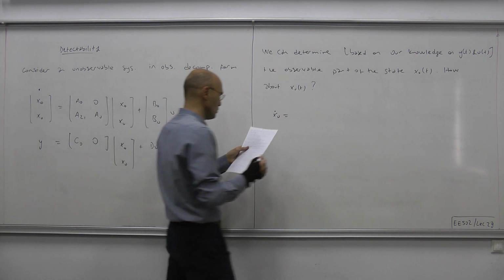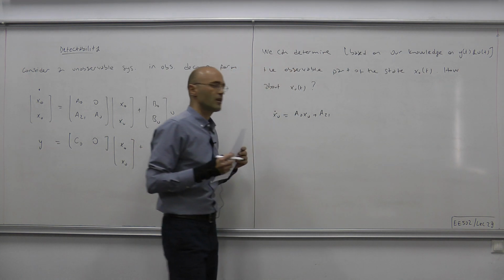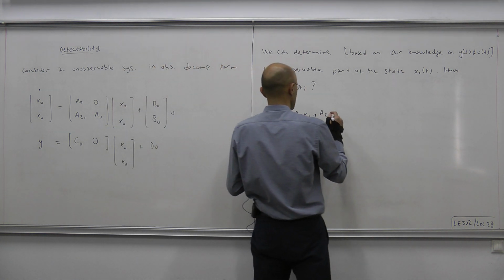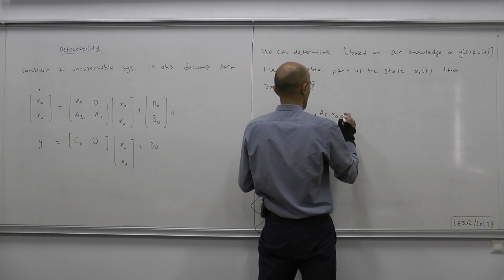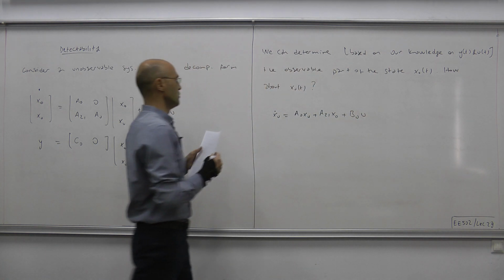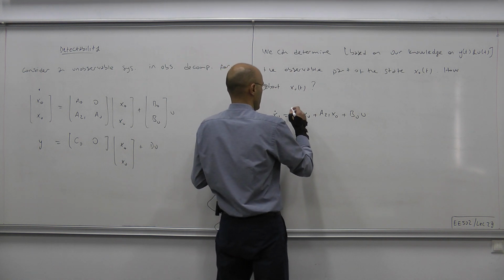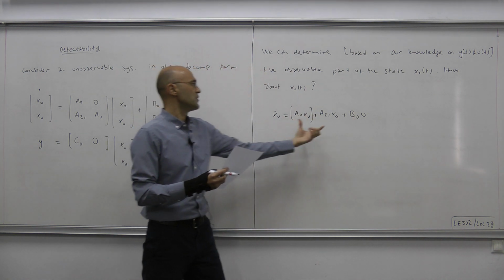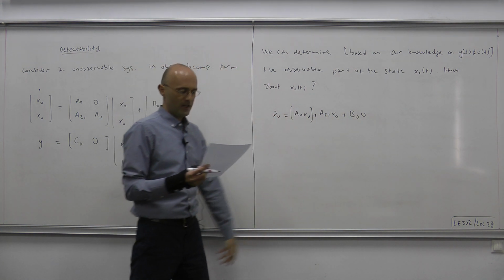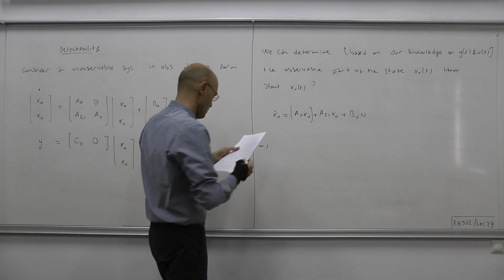xu dot equals Au xu plus the term that represents the effect of the observable part on the unobservable part, A21 xo, plus Bu u. Okay. Therefore, we can consider this a linear system where Au xu is the self-dynamics, and the other two pieces can be considered as the external input to this subdynamics. Therefore, we can write the expression for the solution of xu of t.